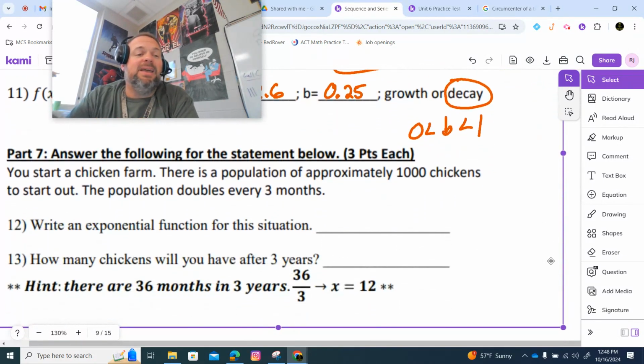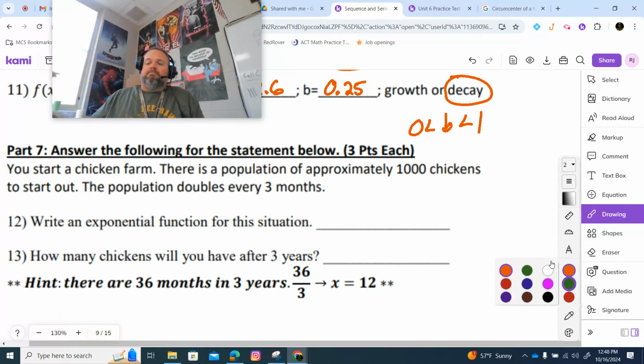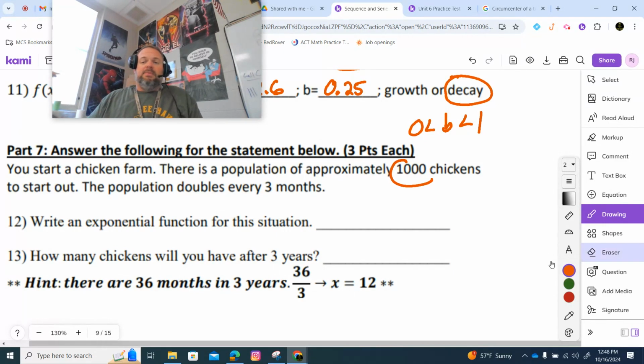All right. Now, you start a chicken farm, okay? Just for clucks. Now, okay, nobody got that. All right. So you start off with 1,000 chickens, okay, which is a little advantageous. All right, this would be our A sub 0. This is where we start. It doubles. This is our growth.